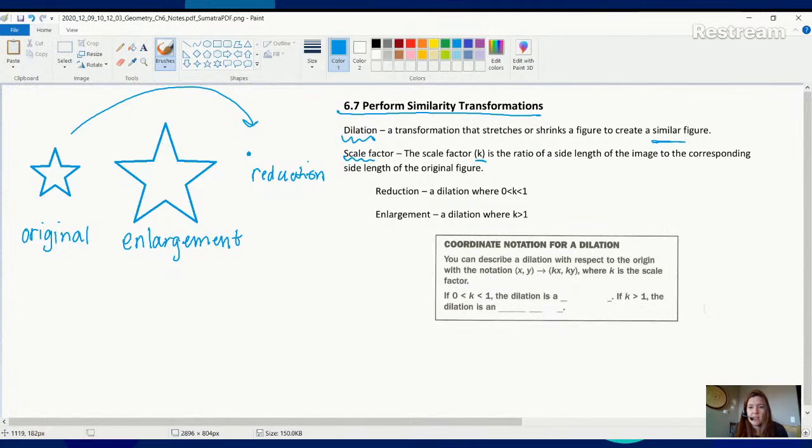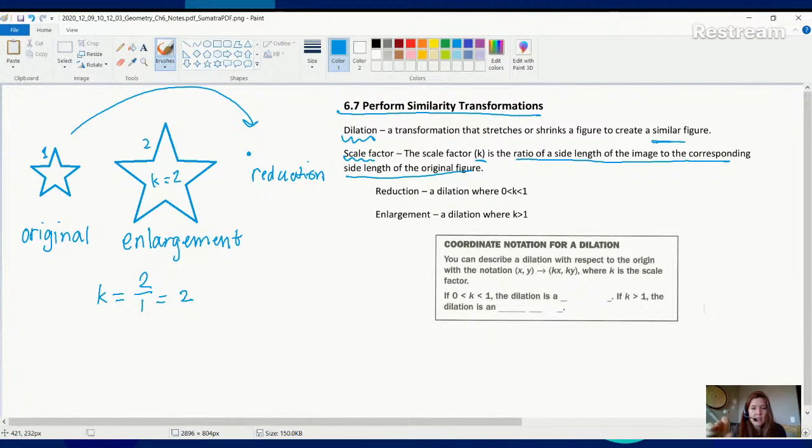Or the scale factor is the ratio of the side length of the image to the corresponding side length of the original figure. So what I mean by that is, let's say in my original star, this side length is 1. And my new side length is 2. All right, so if I compare, my scale factor K is the ratio of the side length of the image to the original figure. So it's 2 to 1, or 2. Okay, so this would have a scale factor of 2. All right, so it's kind of a little bit weird. We use scale factor in one way with a ratio.